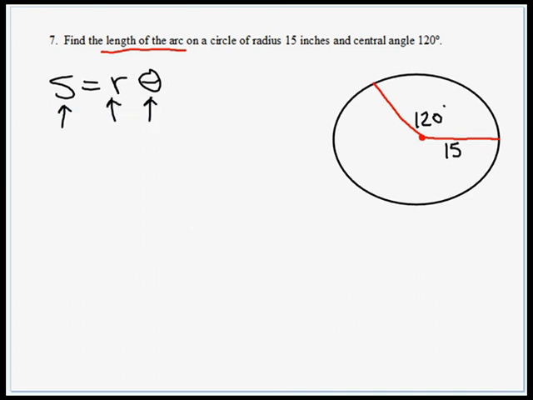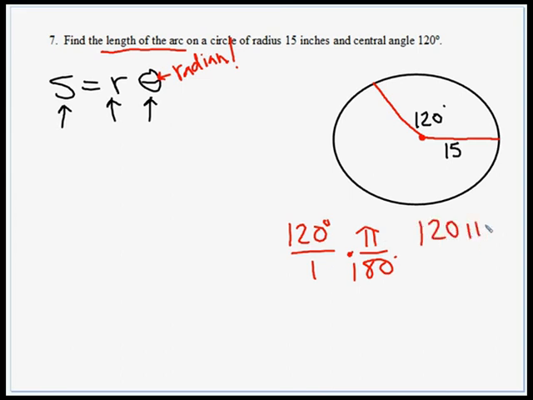This angle must be in radian measure. If you throw in degrees, it's not going to work. So this angle that we have, we cannot use. We have to convert it. 120 degrees times pi radians over 180 degrees. We're going to get 120 pi over 180. And reduce. The zeros cancel. Divide by 6. 2/3 pi. So instead of 120, we want to use 2/3 pi radians.